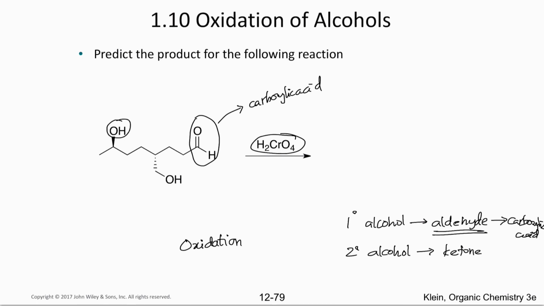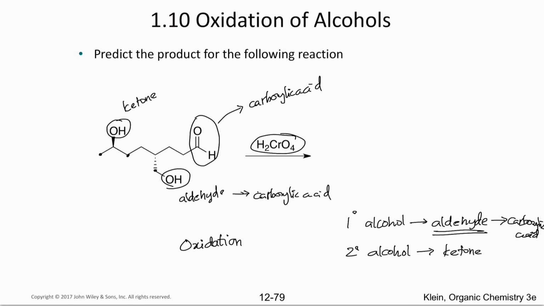This OH group here has two parts, left and right. Here it's a secondary alcohol, so the secondary alcohol should convert into a ketone. Now the last one is OH. This is a primary alcohol. It should convert into an aldehyde. And then finally the carbon here should convert into a carboxylic acid.